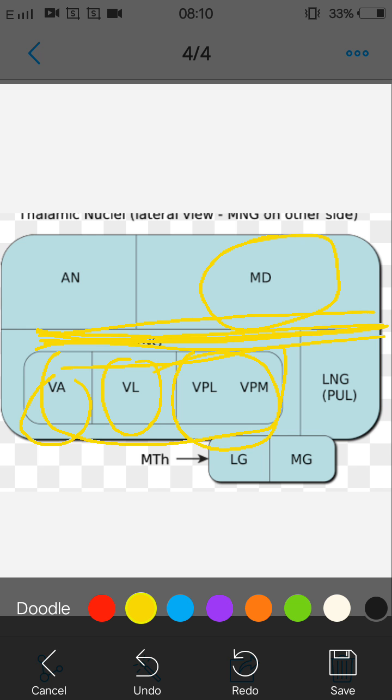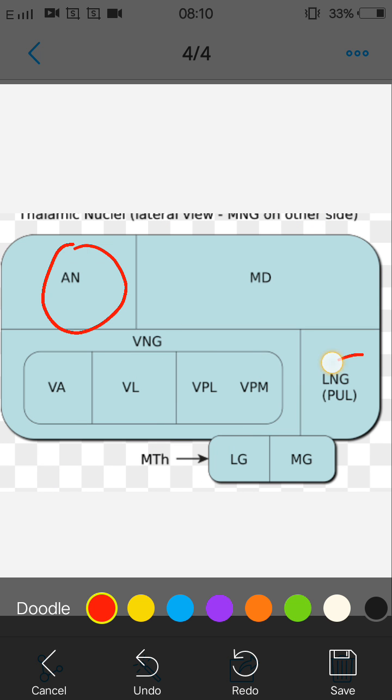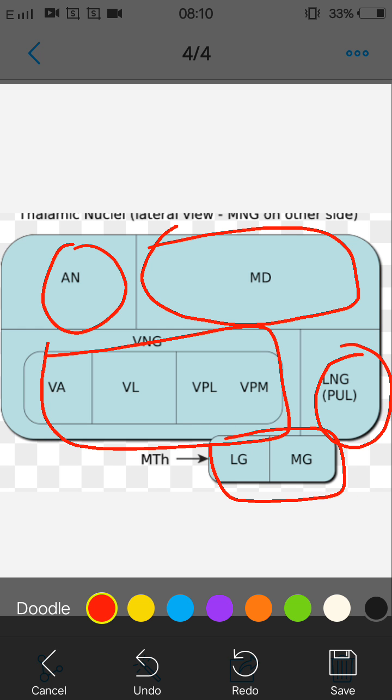Now, the anterior-most nucleus is called the anterior nucleus, and the posterior-most nucleus is called the pulvinar nucleus. One nucleus in the dorsal part is called the medial dorsal nucleus. One nucleus is ventral, called the ventral nucleus. And after this, you see there are two more nuclei called the medial and lateral geniculate body. They come in a separate category called the metathalamus.